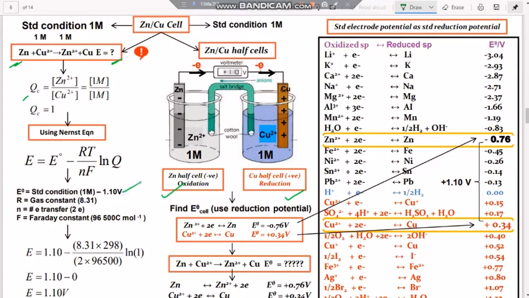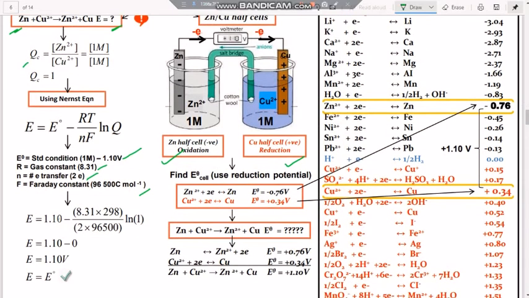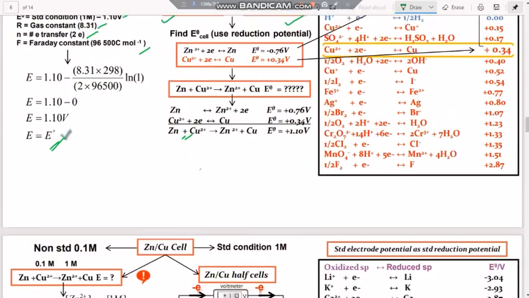1.10 volts, R is 8.314, the number of electrons transferred in the equation is 2 electrons, and Faraday is 96,500. Substituting those values in the Nernst equation, we got the EMF value as 1.10 volts. This is the observation we have, so we have taken 1 molarity.